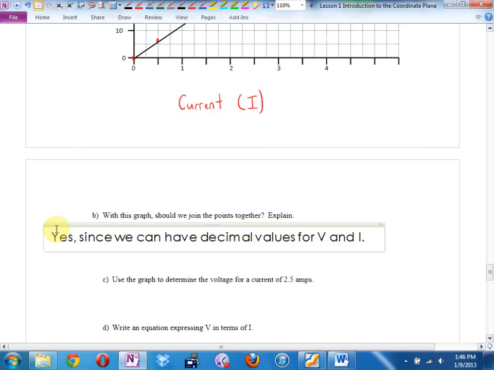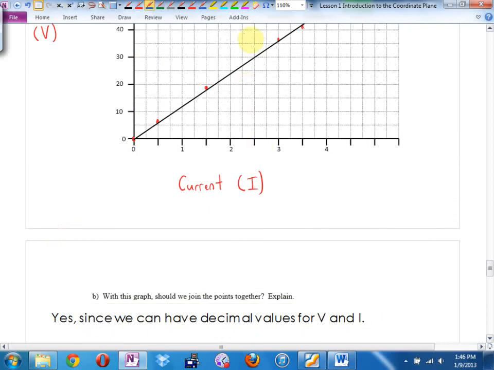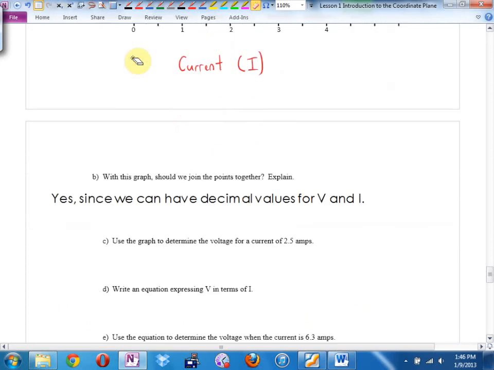C says, use the graph to determine the voltage for a current of 2.5 amps. Okay? 2.5 amps on my graph is right here. What would the voltage be? 30?